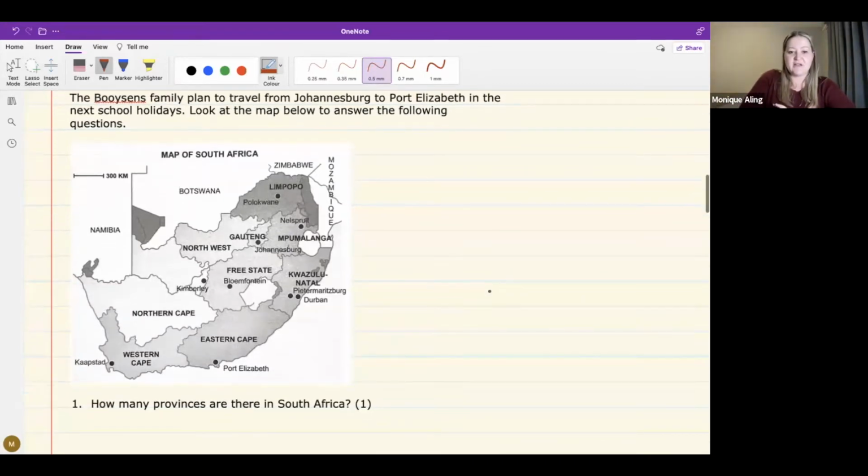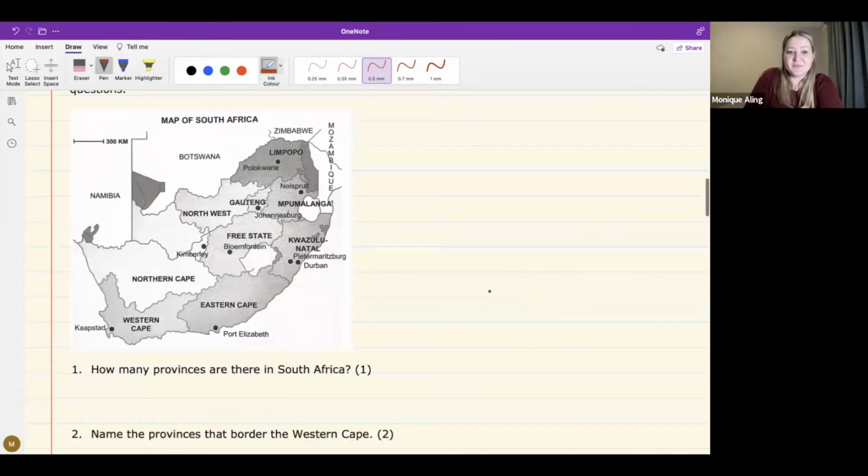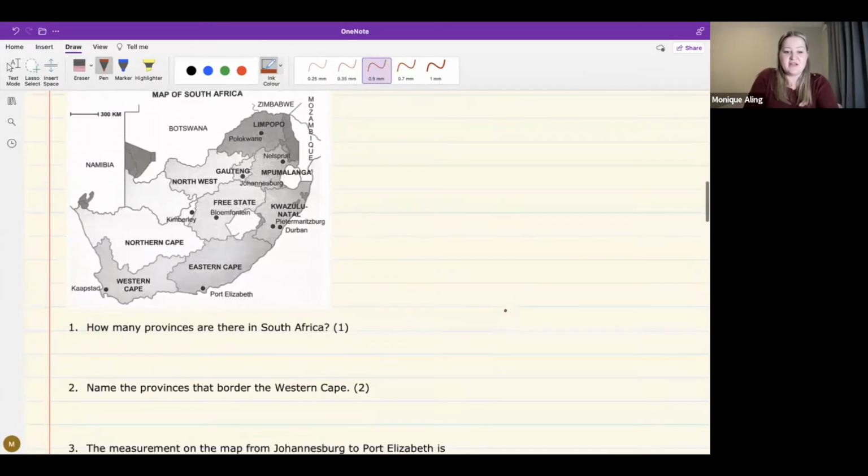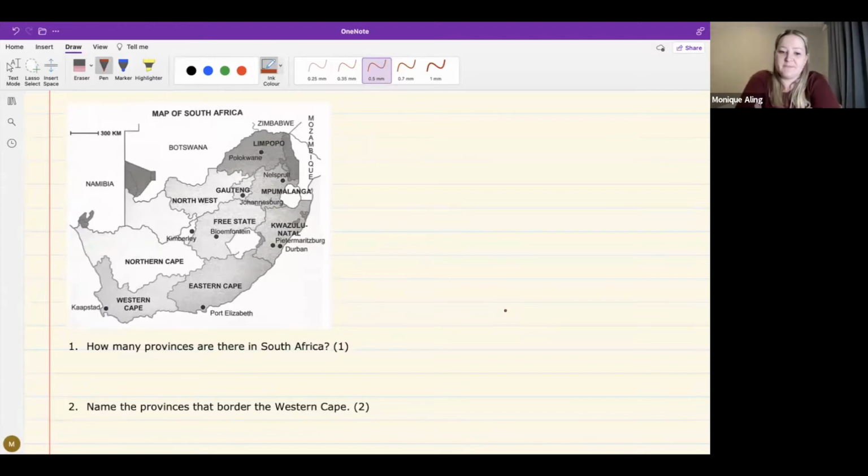Okay, so normally you should just take a little bit of time to look at the map and familiarize yourself with what you've been given. Not too much detail, just the provinces and capital cities. There are no roads, nothing else mentioned here. And then we also look at the scale. They've given us a bar scale in this map. Okay, so first question. I'm going to ask you guys to quickly complete question 1 and 2 for me. This is just a general reading off of a map type of question.